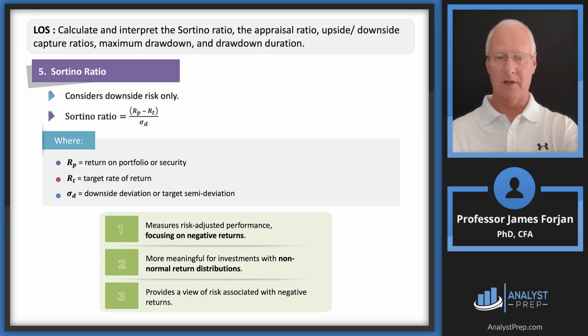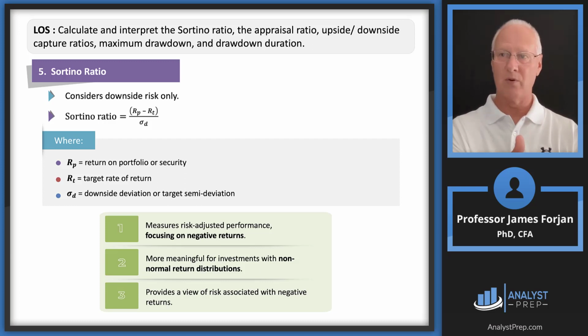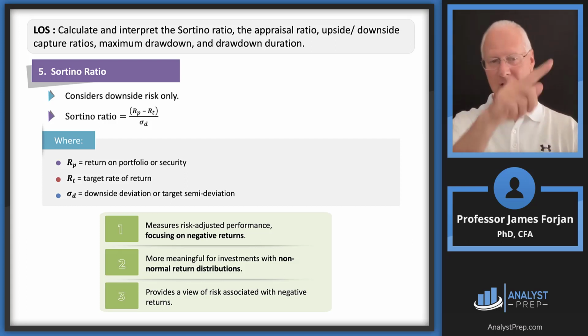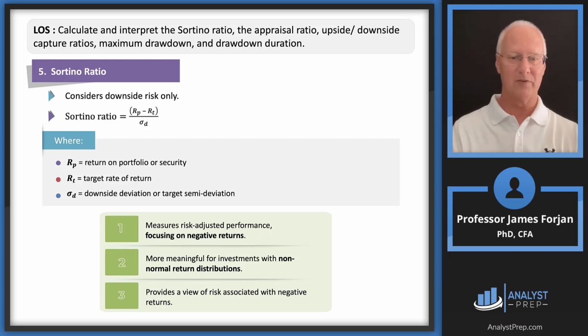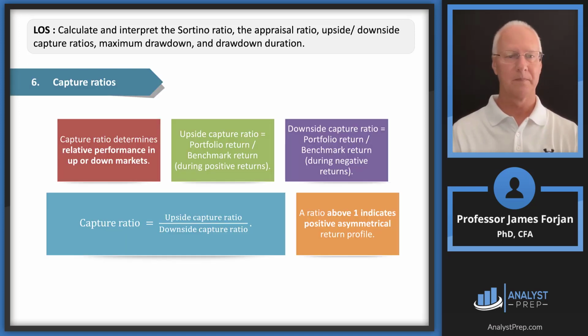So look down at the blinking 2 in the green box there: more meaningful for investments with non-normal return distributions. So even though I gave you that normal distribution picture, it doesn't have to be. And in fact, it's more appropriate especially if we have a steep slope and then these returns there, which are positively skewed.